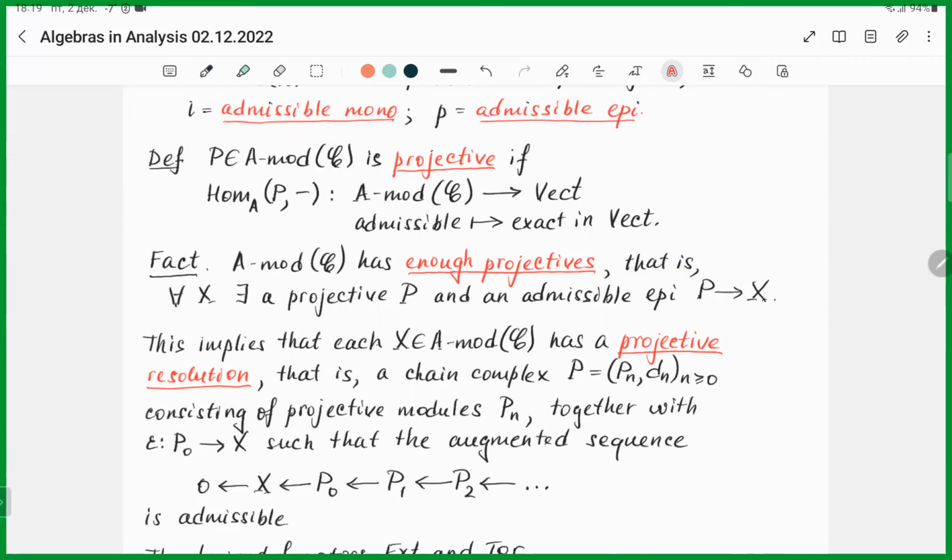And this fact implies that each topological A module X has a projective resolution. So what is a projective resolution? It is a chain complex P concentrated in non-negative degrees, such that all modules in this complex are projective, together with a morphism epsilon from P0 to X, such that the resulting augmented complex, which is shown here, is admissible.